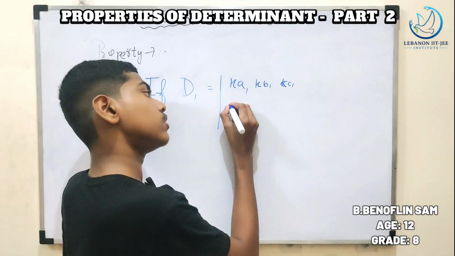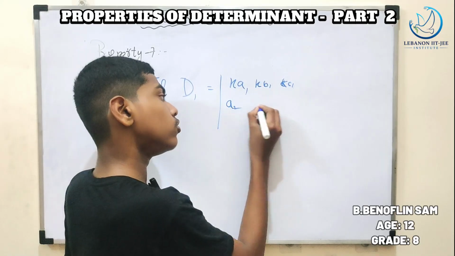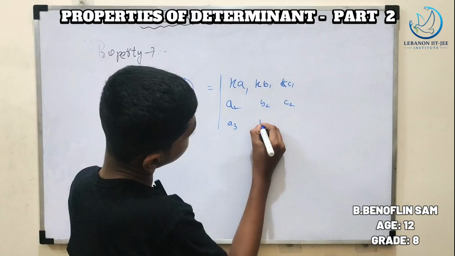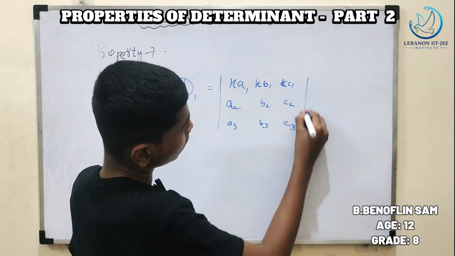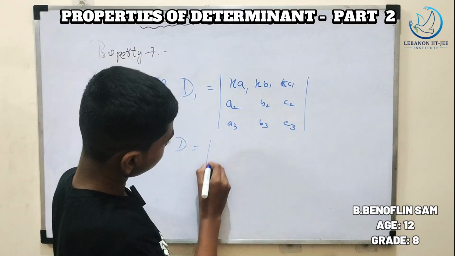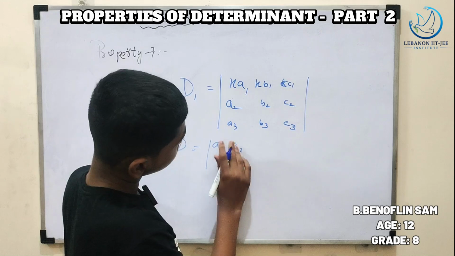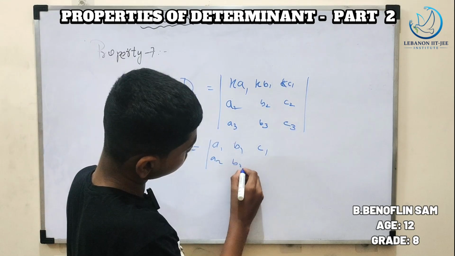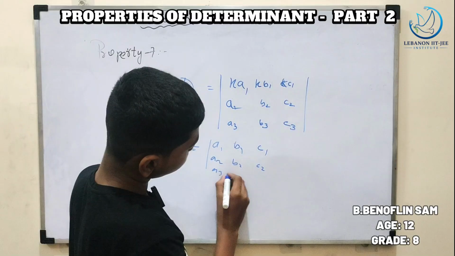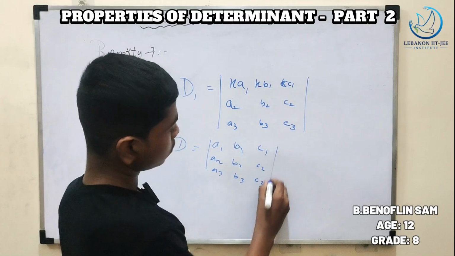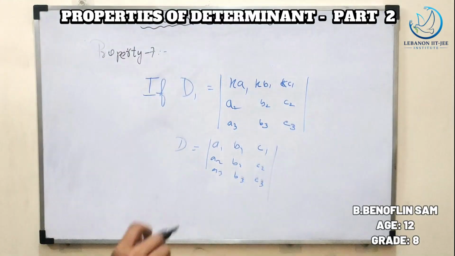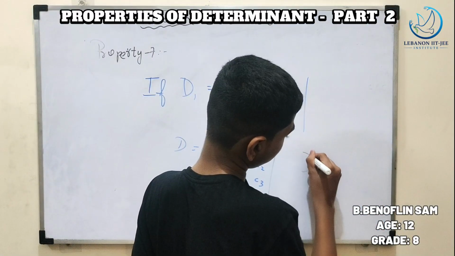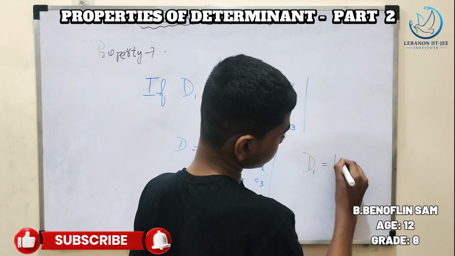Okay, C1, A2, B2, C2, A3, B3, C3. And the determinant is A1, B1, C1, A2, B2, C2, A3, B3, C3. So, if they ask, then the second property is D1 is equal to KD.